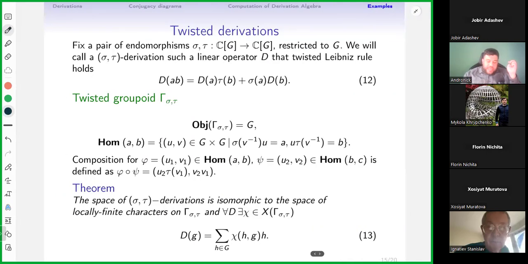I believe that. Now, another problem, it's so-called twisted derivations or sigma tau derivations.